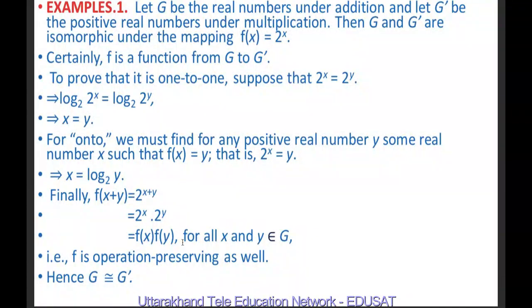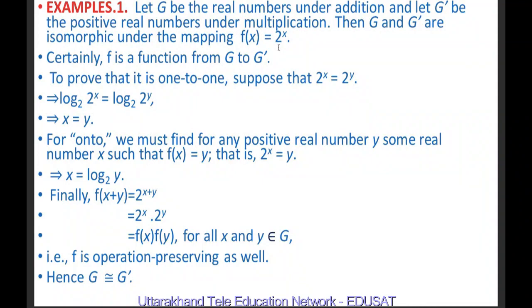So now we have some examples of isomorphism or isomorphic groups. Let G be the real numbers under addition and G dash be the positive real numbers under multiplication. Here I have written real numbers, here we have only positive real numbers. Then G and G dash are isomorphic under the mapping f(x) equal to 2 raised to the power x.